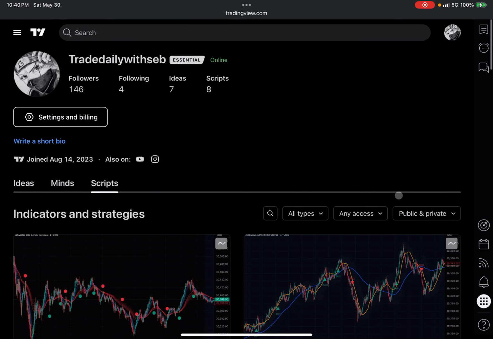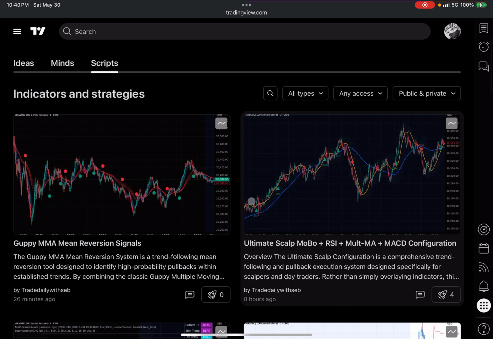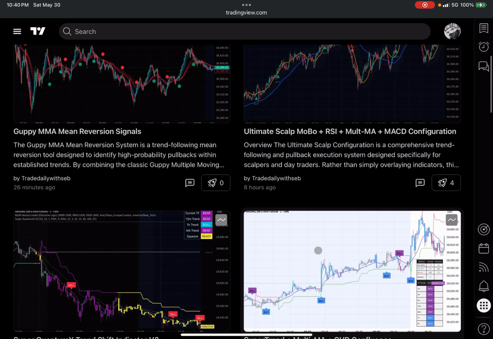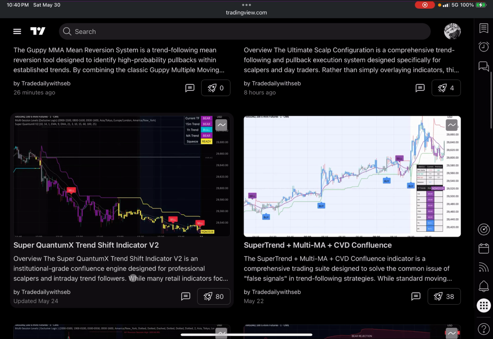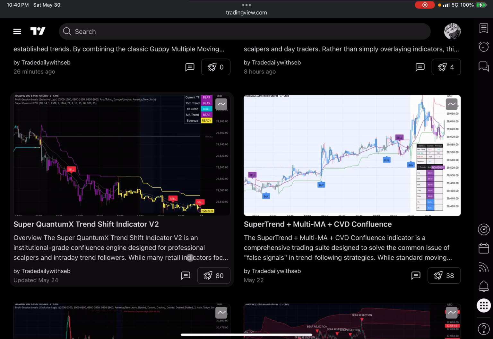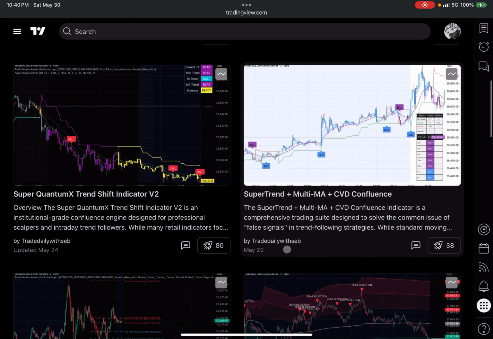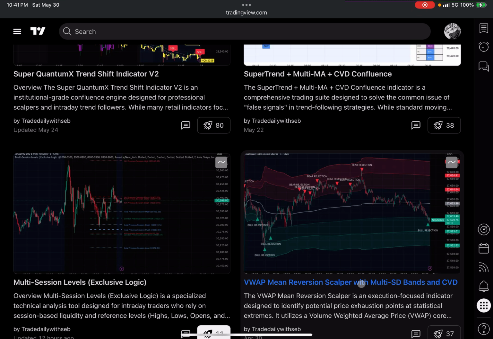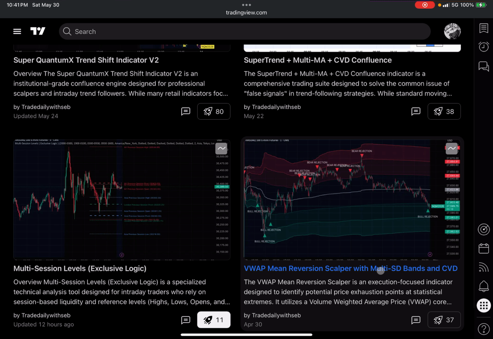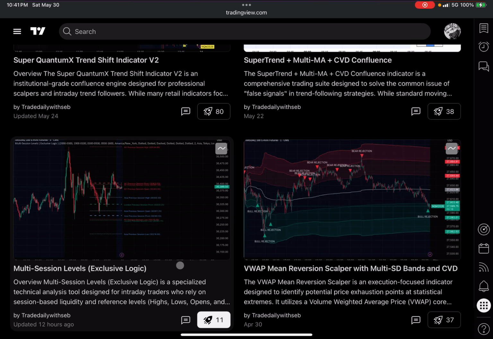And there's also other ones too as well. I had the ultimate scalp MOBO. This is MOBO bands, ultimate scalp MOBO plus RSI plus multi MA plus a MACD configuration. I got the Super Quant X Trend Shift indicator. There's also a mean reversion one, I do believe. Yeah, VWAP mean reversion scalper with multi SD bands and CVD.